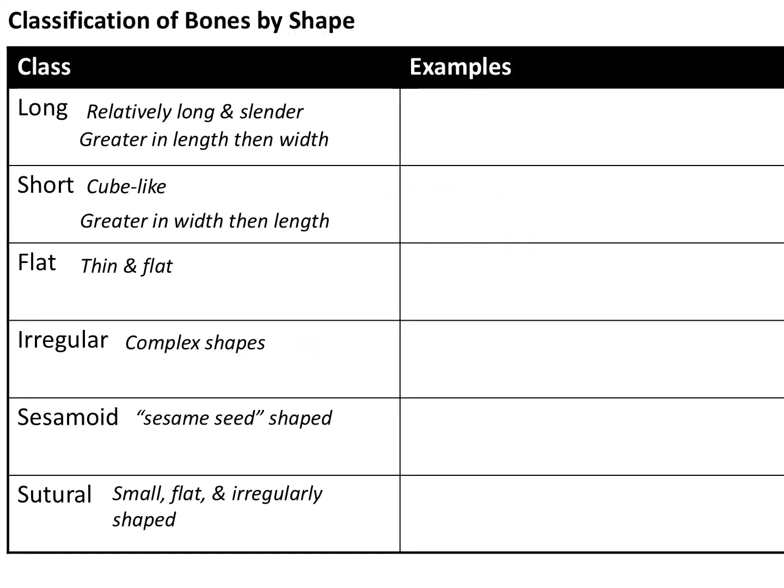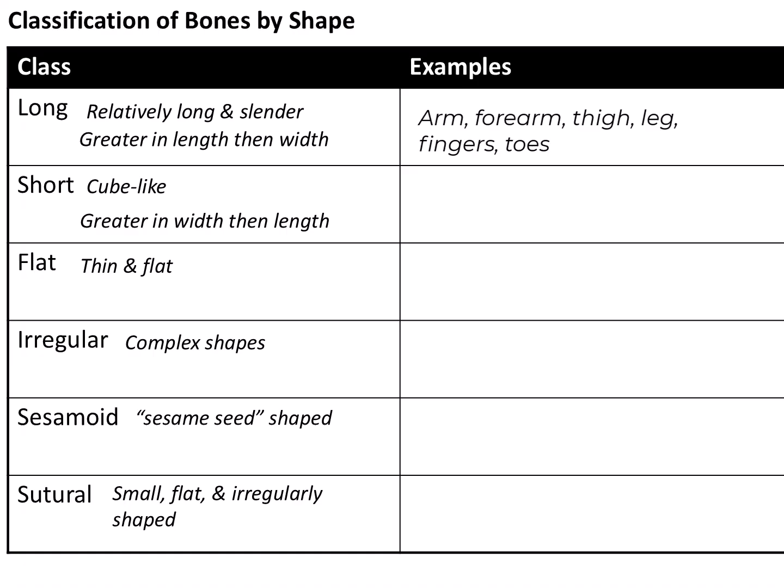Bones are classified based on shape. There are 6 different shapes. The first are the long bones. These bones are relatively long and slender, so they are greater in length than in width. Examples of long bones include those found in your arm, forearm, thigh, leg, fingers, and toes.